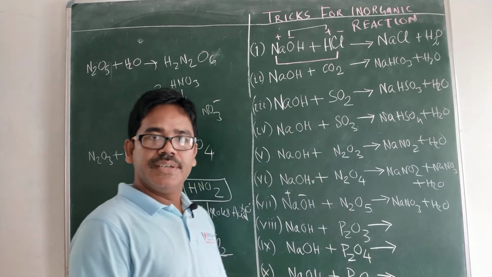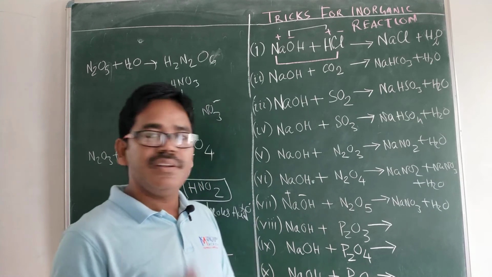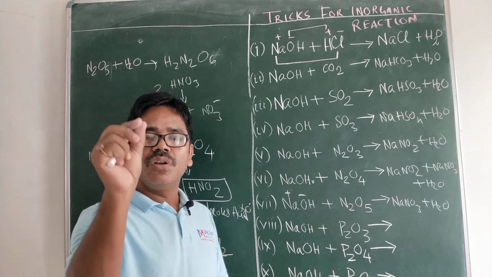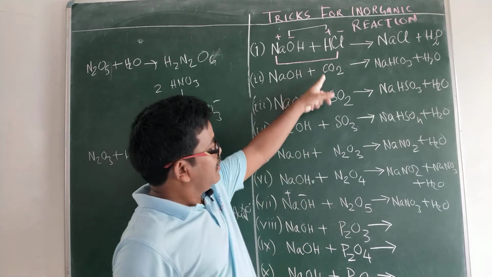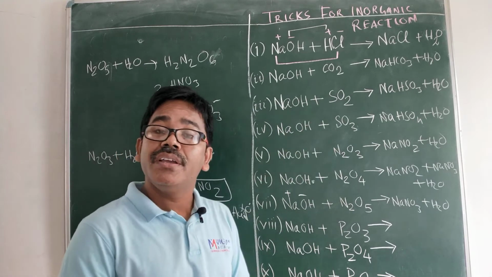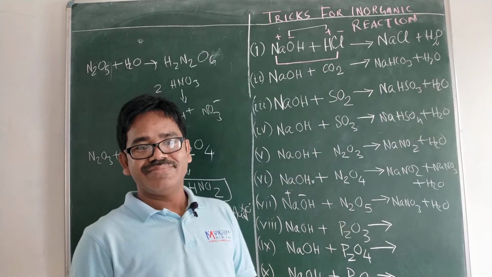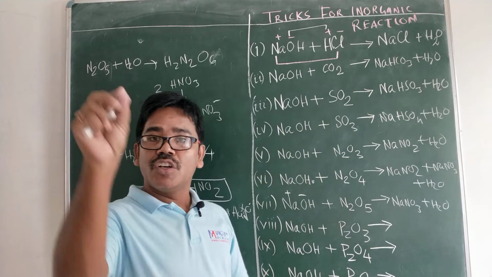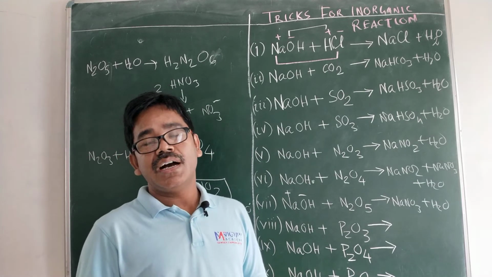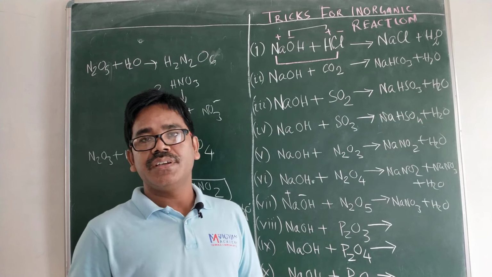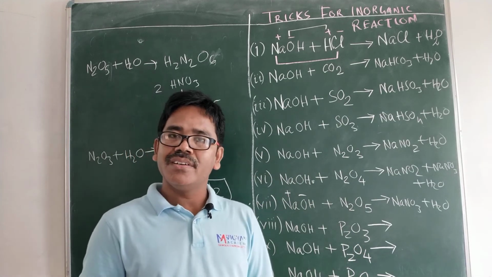Clear? Yes. How easy it is? Is there any necessity of remembering? No. Only the technique. What is the technique? Just convert the oxides into their corresponding ionic form by dissolving in water. This corresponding oxide dissolves in water, converting into their corresponding ionic forms. Ionic means positive negative forms. Then simple ion exchange reaction. That will give the final product. Nothing to memorize.